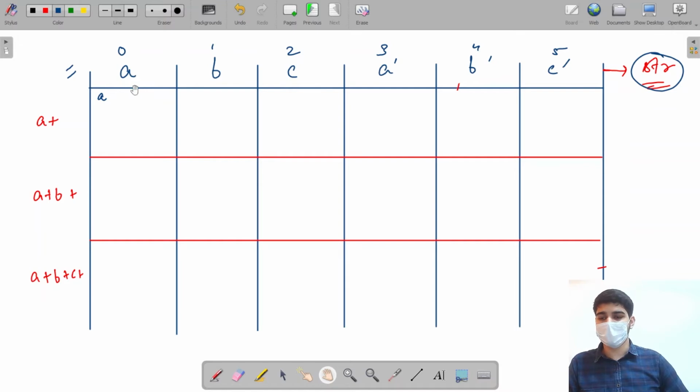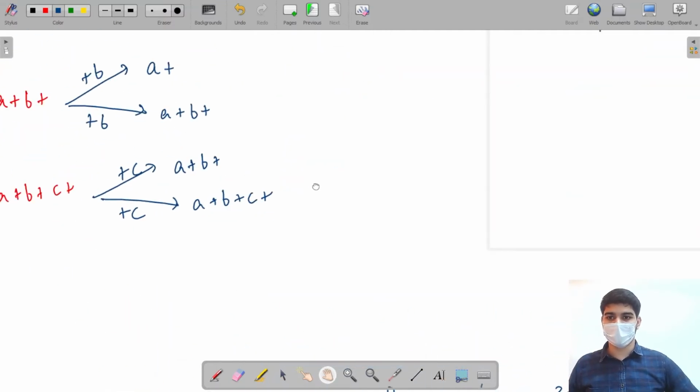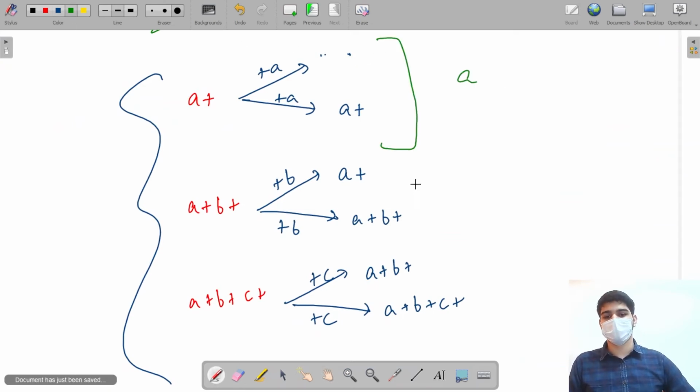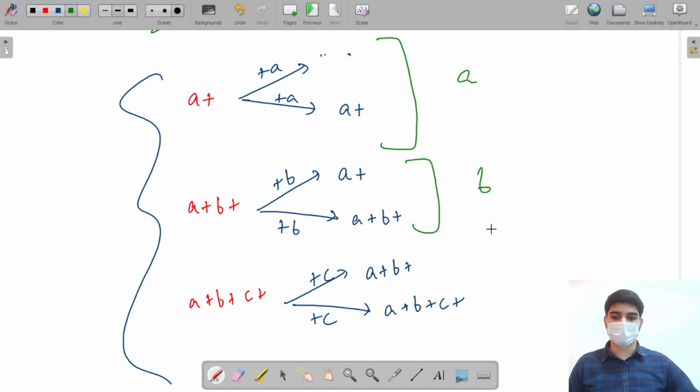Can I use my A to make A plus B plus subsequence? No, we can only use B to create A plus B plus subsequence. Similarly, we can only use a C to create A plus B plus C plus subsequence. Right? I hope it's clear. This is what we derived over here. We can only use an A to create A plus subsequence, we can use only a B to create A plus B plus subsequence, and we can use a C to create A plus B plus C plus subsequence, right?